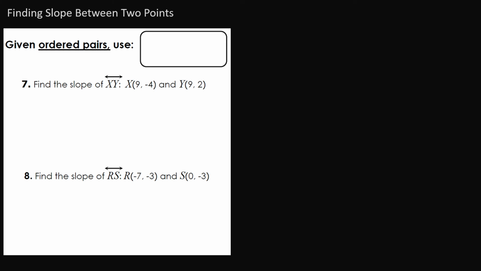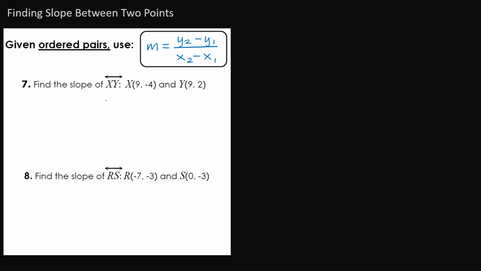Now let's try to find slope between 2 points. If we are given an ordered pair, we're going to use the slope formula. That says that the slope is equal to one y value minus the other, divided by the one x value minus another. So y2 minus y1, your second y value minus your first y value, divided by x2 minus x1, your second x value minus your first x value.